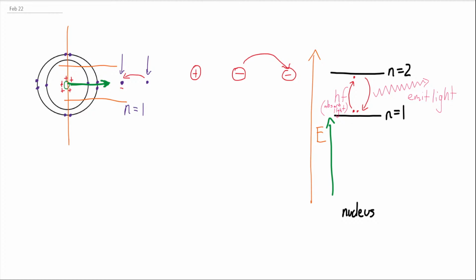Okay? So this is something that we'll talk about later once we get more comfortable with this system. It's called the emission and the absorption spectrum. You might have talked about it already.